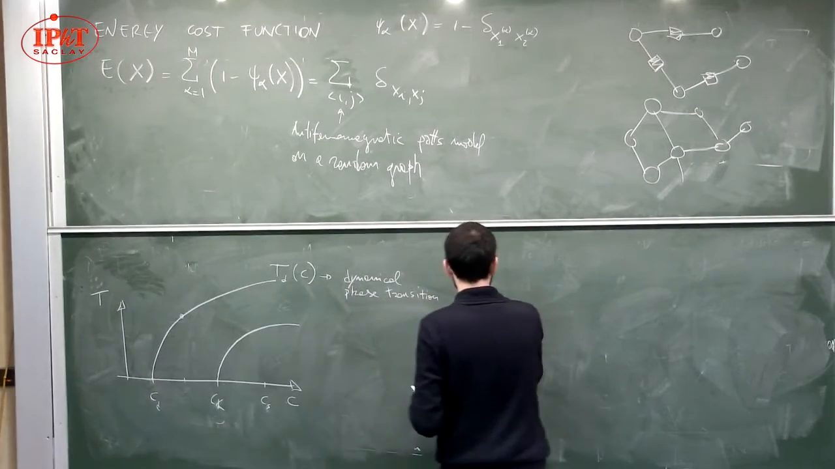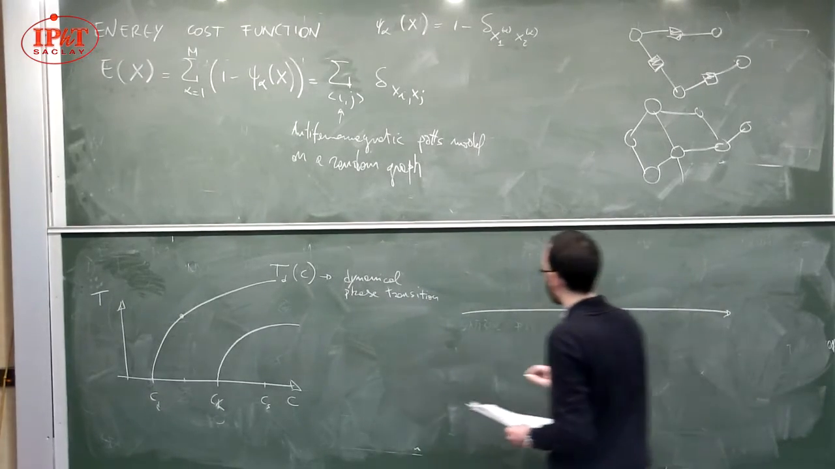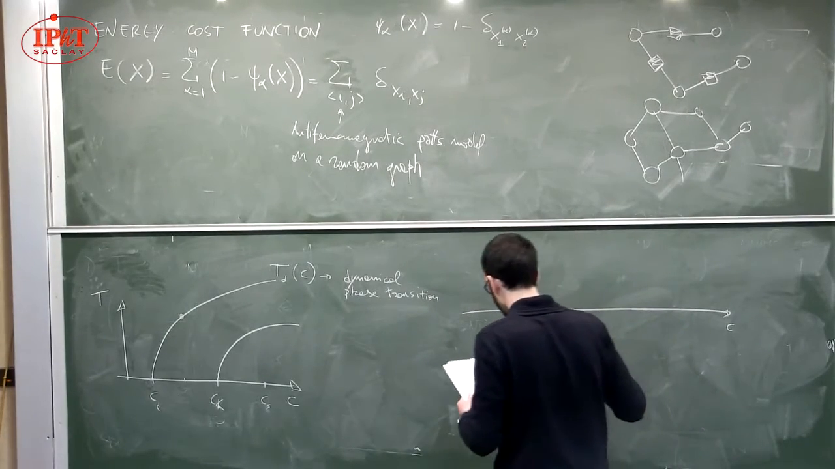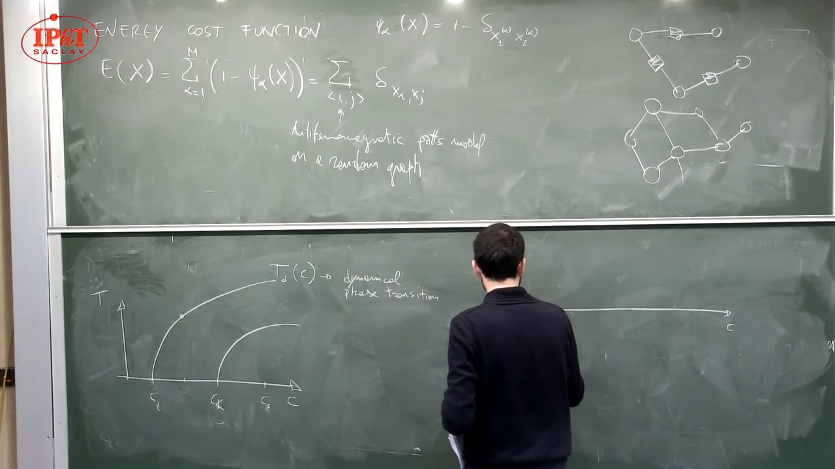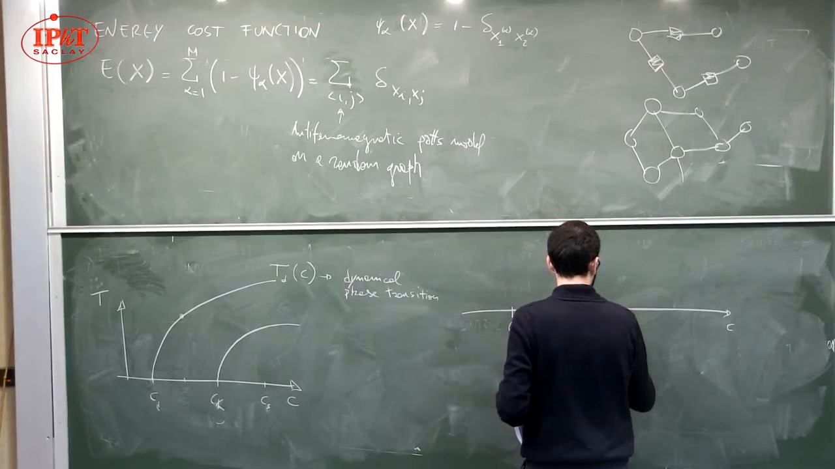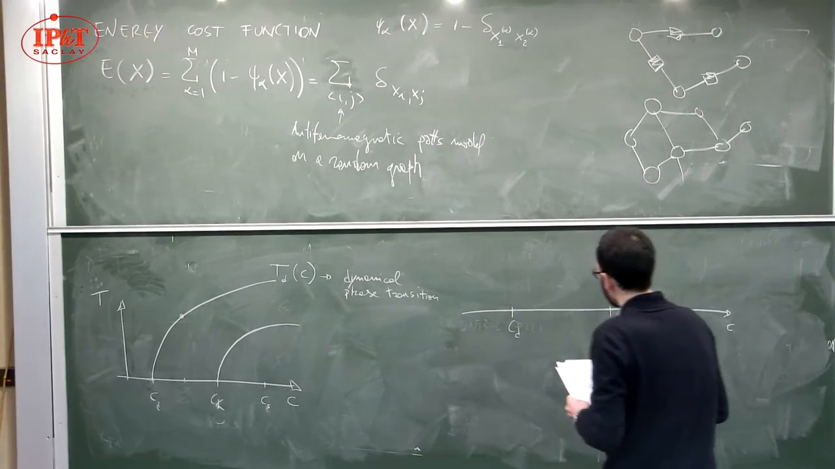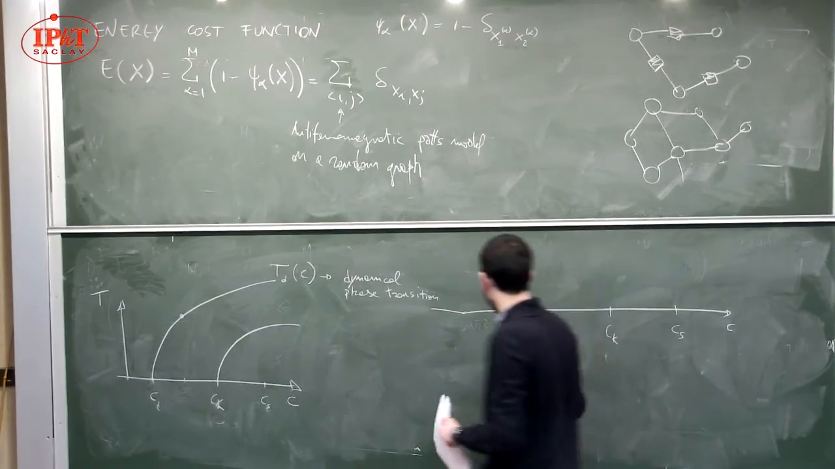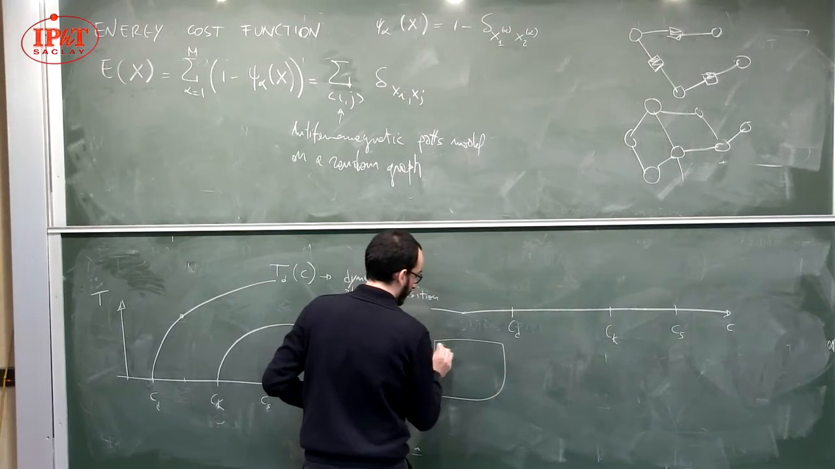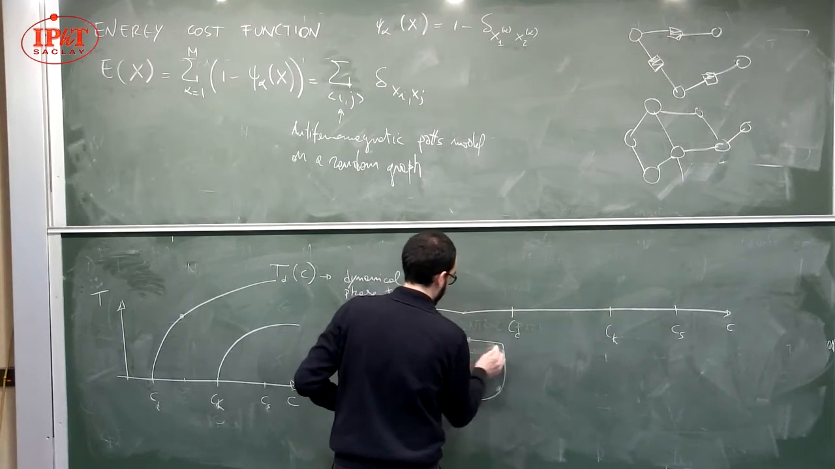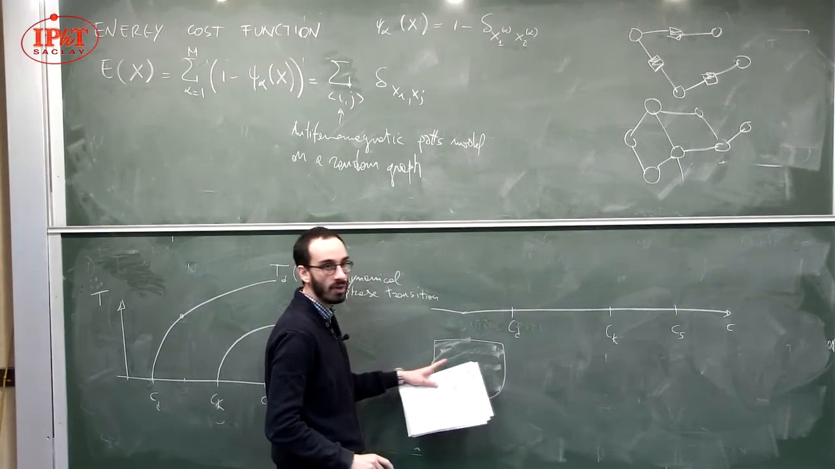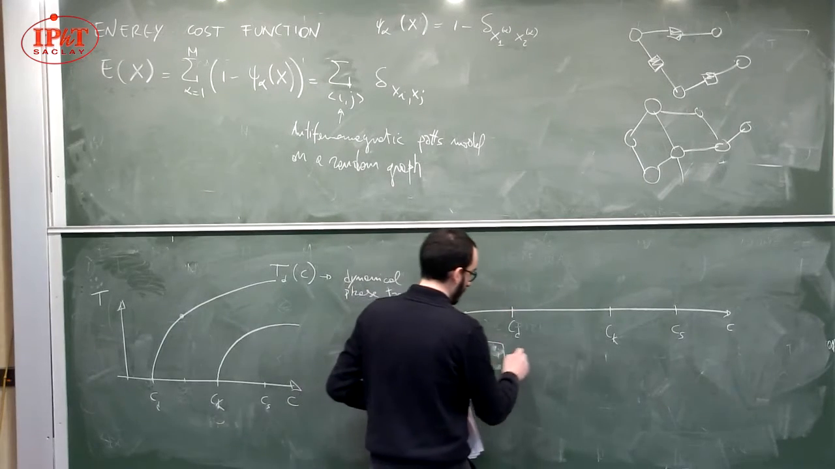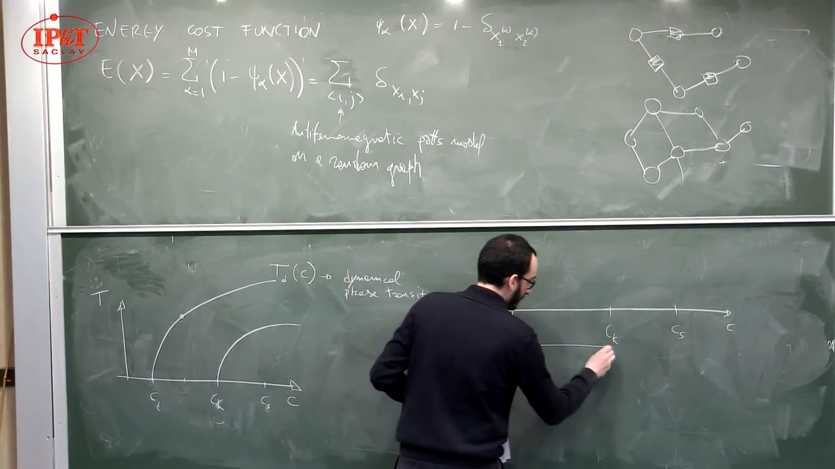So let me draw another phase diagram. Here I put C, and here I put CD, CK. If I look at the space of solutions to the CSP, below CD this forms a unique cluster. And actually, if you find one solution, you can move locally to find other solutions. When you cross this point, the space of solutions gets clustered.